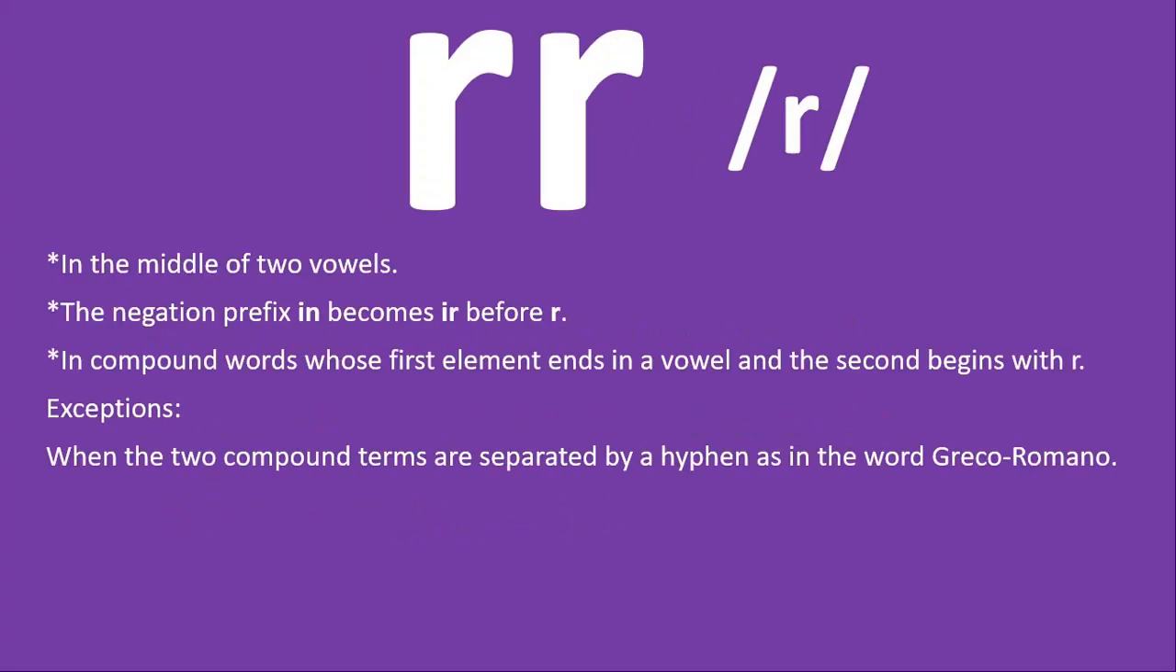The digraph double R has a strong sound. It is produced in three cases. First, when it is in the middle of two vowels. Second, the negation prefix in becomes ir before r. Third, in compound words whose first element ends in a vowel and the second begins with r.